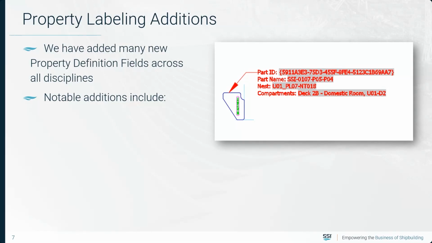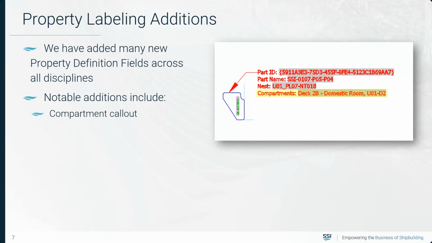I'm going to just go over some notable additions and then give a demo at the end of the labeling section on how to actually set up your own dynamic property definitions. And we're going to implement some of these new fields, but there are so many new fields that I can't really go over everything, but I will show you where to go to get a list of all the new fields that have been added.